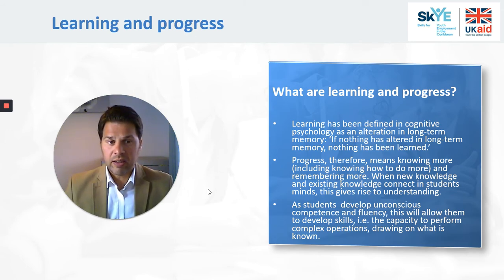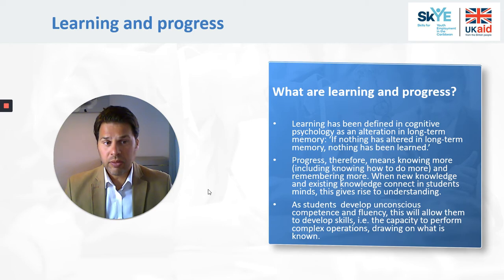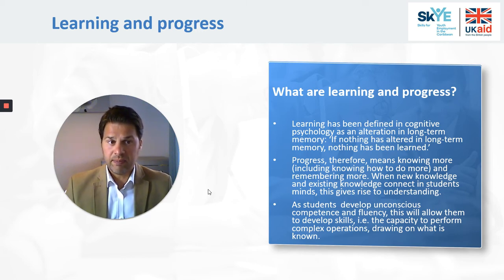Progress, on the other hand, is knowing more and remembering more. Okay, so we basically have learned something and now we know more and we can remember more. And when new knowledge exists and connects in the student's mind, that gives them an understanding. So you can learn something, you can remember it and understand it. So that's the difference between learning and progress. Progress means that you are able to understand what you've been able to be learning.